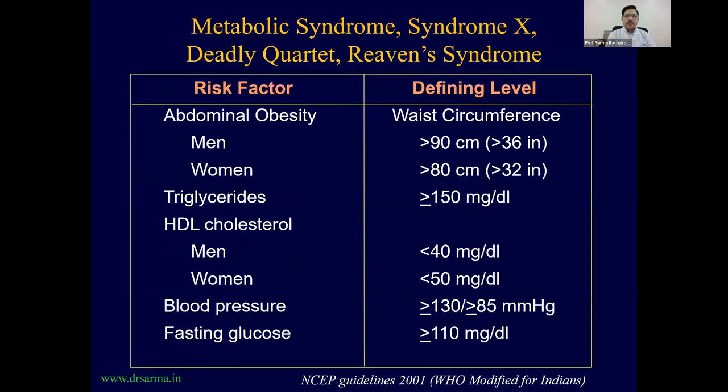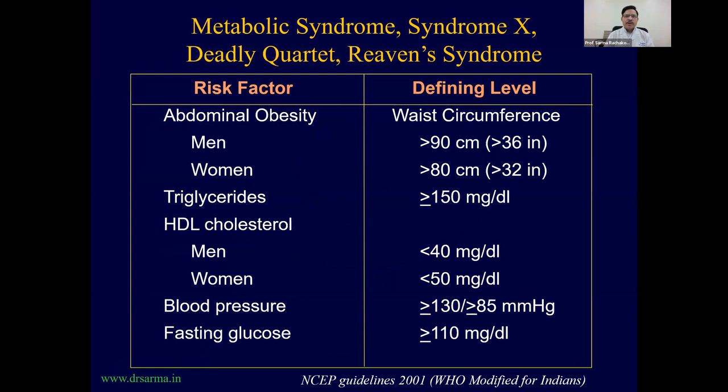Now you see, this is also called syndrome X, also called deadly quadrant, also called Reaven syndrome. You may get suddenly a short note: write a short note on Reaven syndrome. You may think what it is. It is nothing but metabolic syndrome. Syndrome X is there in cardiology, that's a different syndrome X. This is a metabolic syndrome, also called syndrome X.